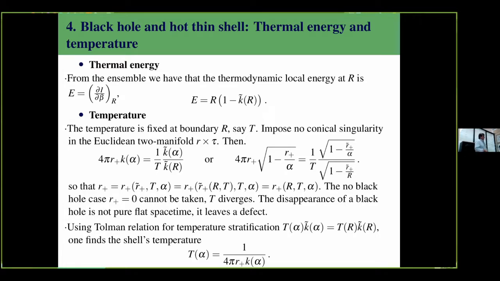Now you can make use of the Tolman relation for the temperature stratification, which says, for instance, that the temperature at the shell times the redshift at the shell is equal to the fixed temperature at the reservoir times the redshift at the reservoir. And then using this relation, you get that the temperature at the shell is 1 over 4 pi r plus k alpha.